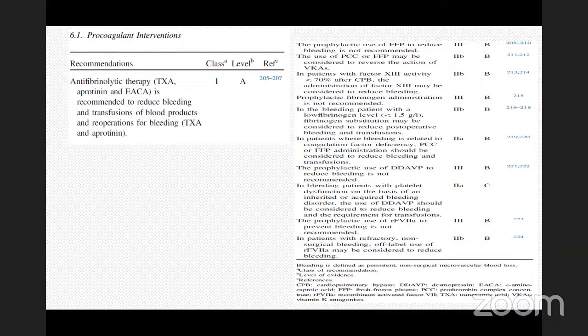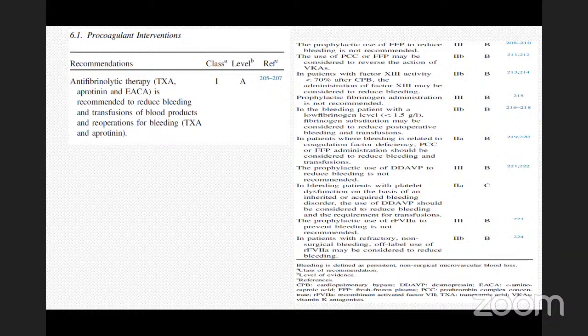In bleeding patients with low fibrinogen level, less than 1.5 grams per liter, fibrinogen administration may be considered to reduce post-operative bleeding and transfusion. This is class 2B, level B. In patients where bleeding is related to coagulation factor deficiency, PCC or FFP administration should be considered to reduce the bleeding and transfusion. This is class 2A, level B.